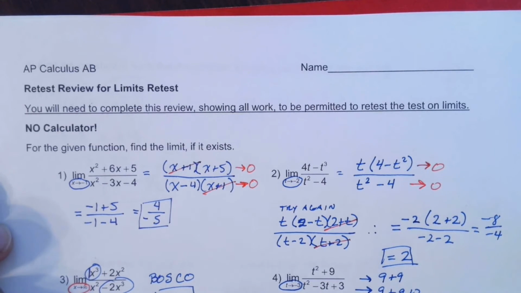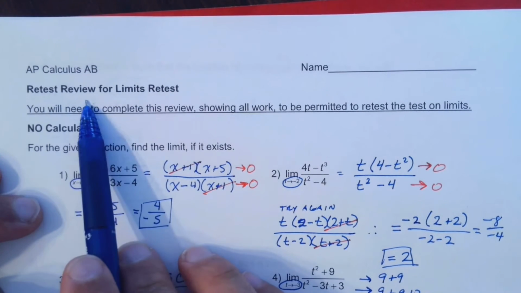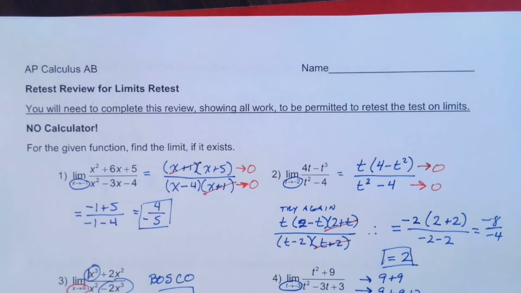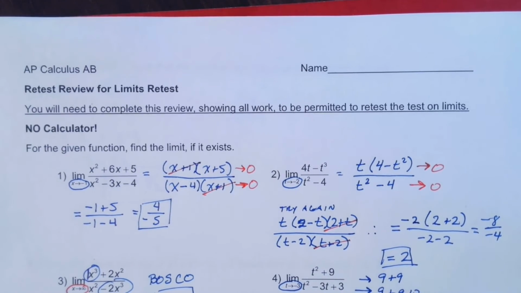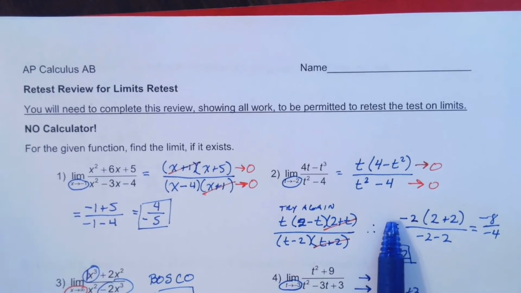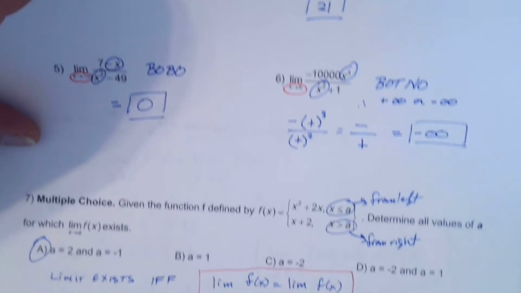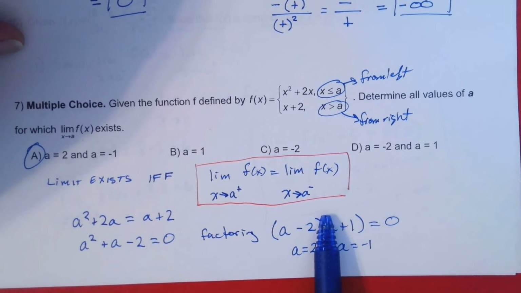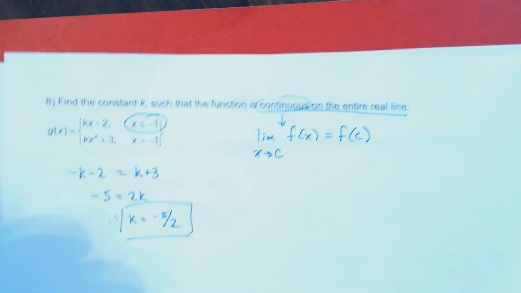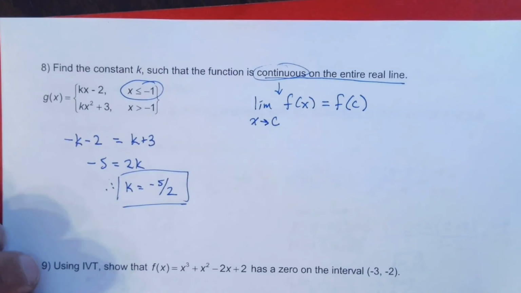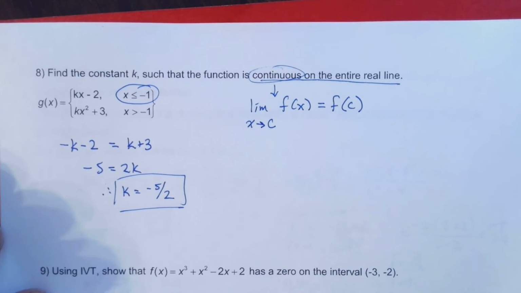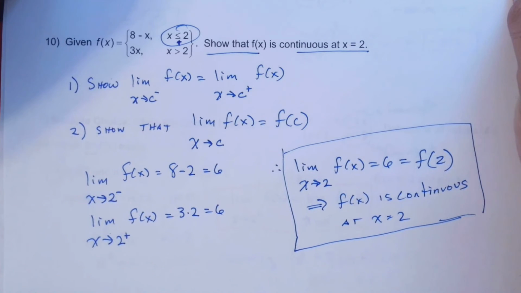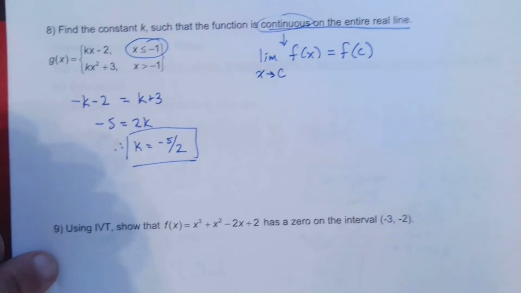In the previous two videos, looking over our retest review for our retest on limits, we discussed how to compute limits. We discussed how to talk about limits existing, as well as how to work with determining when functions are continuous. And lastly, we're going to talk about the intermediate value theorem.